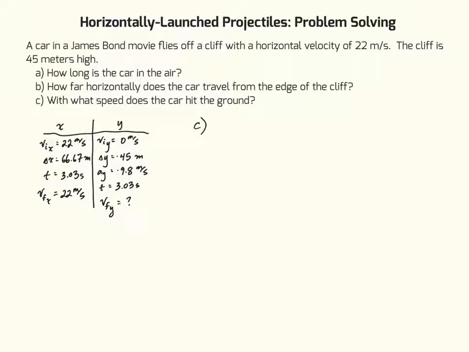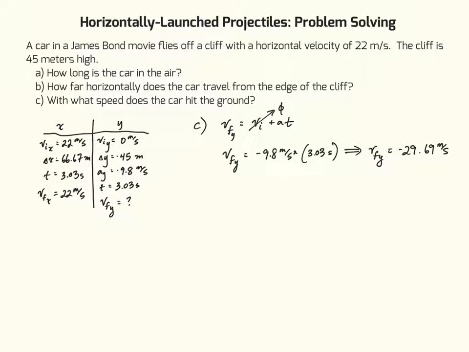Okay, so we need to figure out what that is. So for part C, we need to figure out what v final in the y is, and here we can use our kinematic equation that looks like this. Okay, again, we know that v initial in the y is 0. So to find v final y, it's just dependent on our acceleration in the y direction and our time. So we can plug in v final y is equal to negative 9.8 meters per second squared times that 3.03 seconds, and let me plug this into my calculator here. Our v final in the y is going to be negative 29.69 meters per second squared.